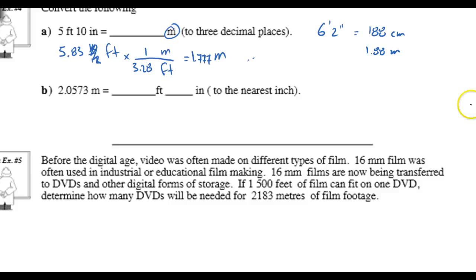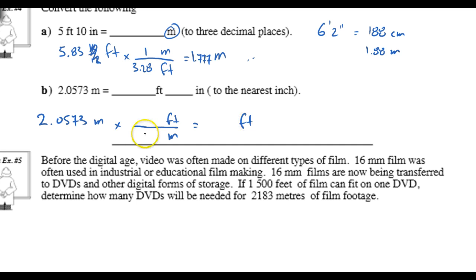And again, let's go ahead and do this one. So now we're going backwards. So 2.0573 meters. We want to get that to feet and inches. Again, I'm going to use a similar strategy here. So 2.0573 meters times, and I'm going to get it into feet first. So I'm going to get feet on top here, meters on the bottom, and that's going to get me the answer in feet. So what's my conversion?